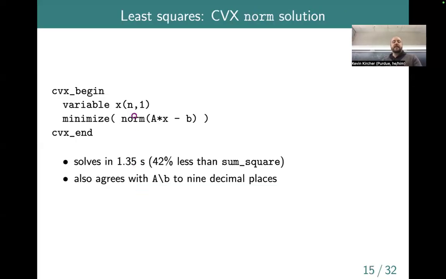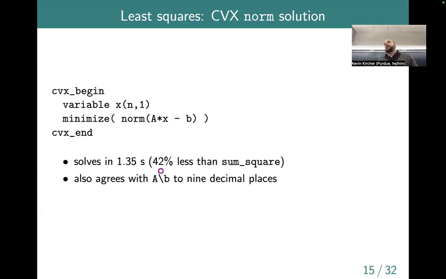If we use instead the norm as our objective function rather than the sum of squares, again, technically a different optimization problem, but equivalent in the sense that a solution to one gives us a solution to the other and vice versa, we cut the solve time in about half. Okay, so for this kind of dummy problem, we're only saving about a second, so it's not that big of a deal. But imagine that you were going to solve a really large high-dimensional version of this problem that took minutes or hours to solve. Cutting your solve time by 42% might be really valuable.